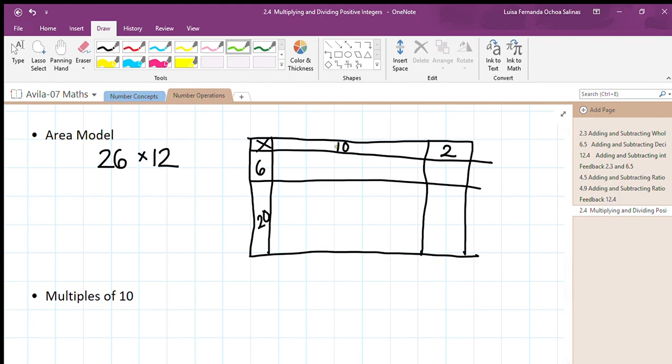So what I'm going to do, I'm going to do 6 times 10, which is 60, 6 times 2, which is 12, 20 times 10, which is 200, and 20 times 2, which is 40, and then I'm just going to add these numbers. So you have 100 here, plus 200 is 300, plus 12, 312. So my answer is going to be 312. Okay, so that's another strategy that you can use.